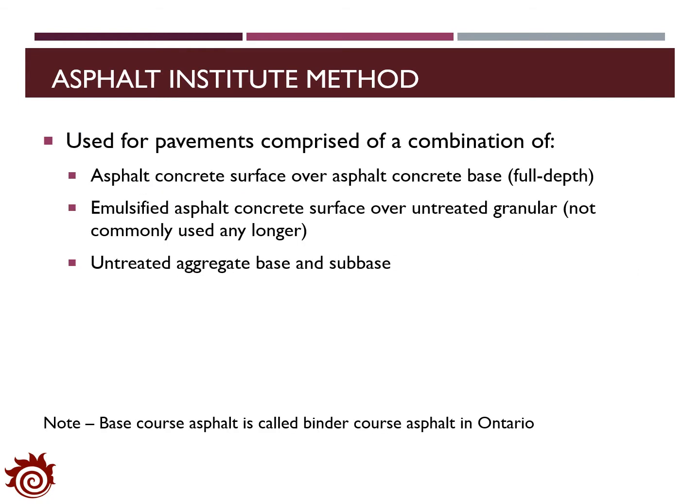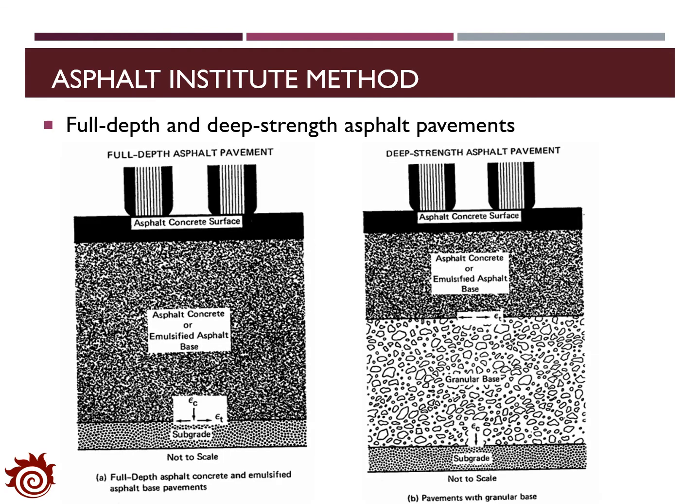The AI method is widely applied for a lot of roads in Ontario. It can also be applied for pavements with different structures, such as the asphalt concrete surface over asphalt concrete base, which is the full depth pavement. It can also be used for the asphalt concrete surface over emulsified asphalt base, and untreated aggregate base and subbase. The two figures here show the full depth and deep strength asphalt pavements applied in Ontario.